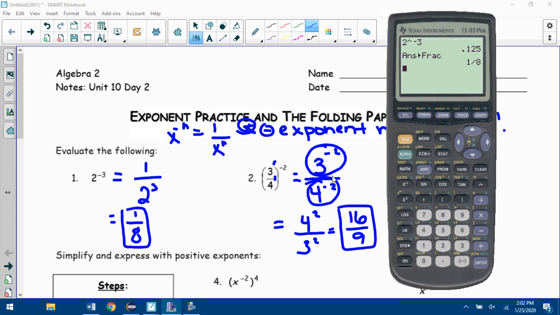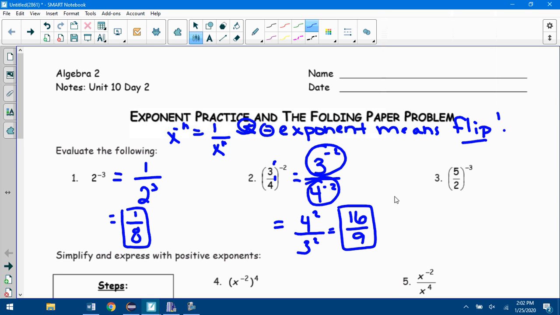And again, just to be sure, your calculator can do that as long as you put the parentheses, or use alpha y equals if you have it. This old calculator doesn't. But if I do 3/4 to the -2nd, math bracket, there's your 16/9.